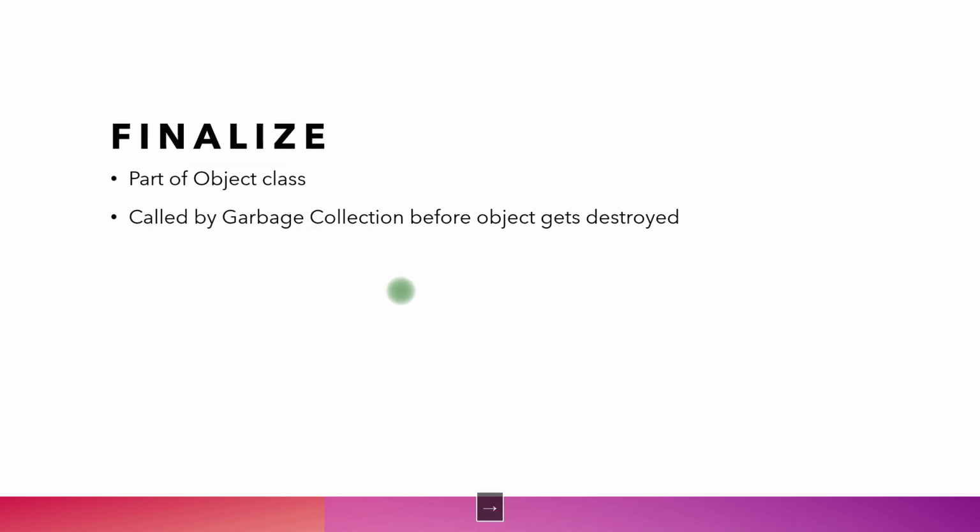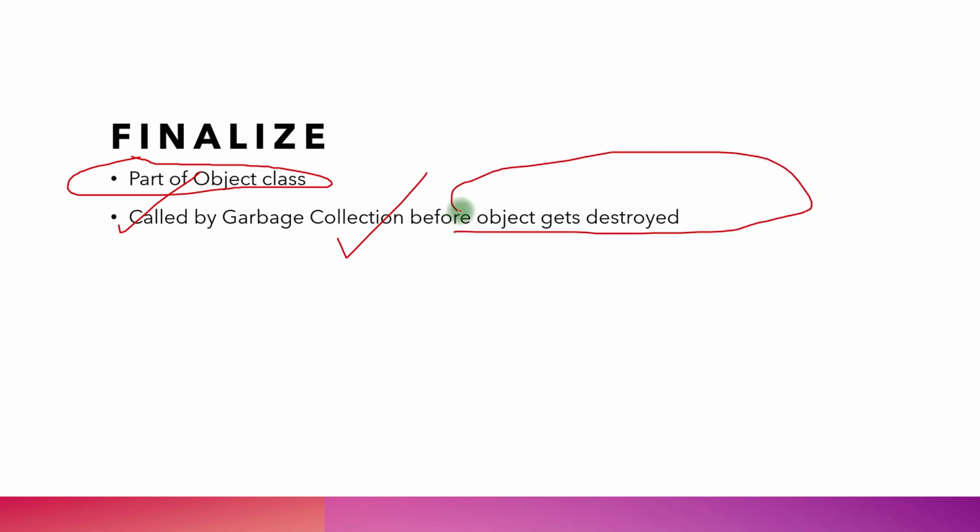So the next one that we have is finalize, a very important keyword. This is part of the Object class. This is called by the garbage collection process before an object gets destroyed, right? We all know that garbage collection is automatic memory management in the JVM, all right? That is how it frees up memory for other objects to be used.